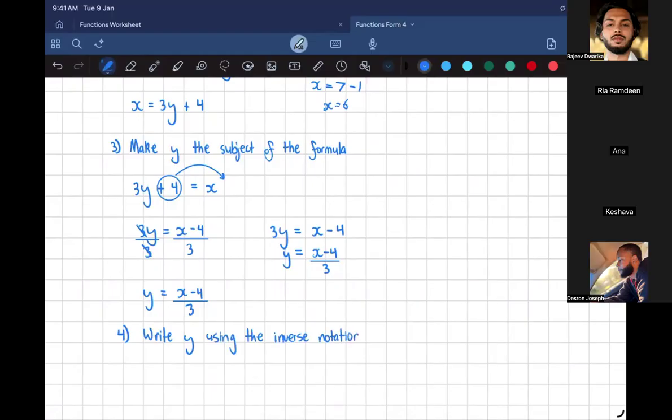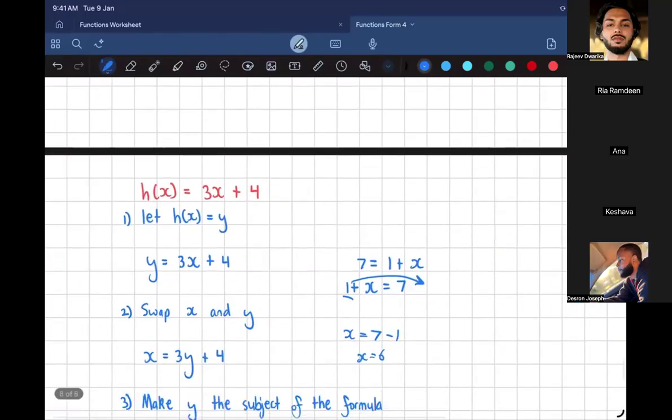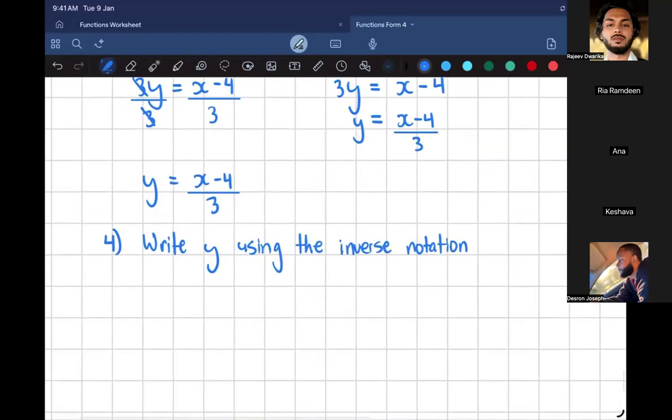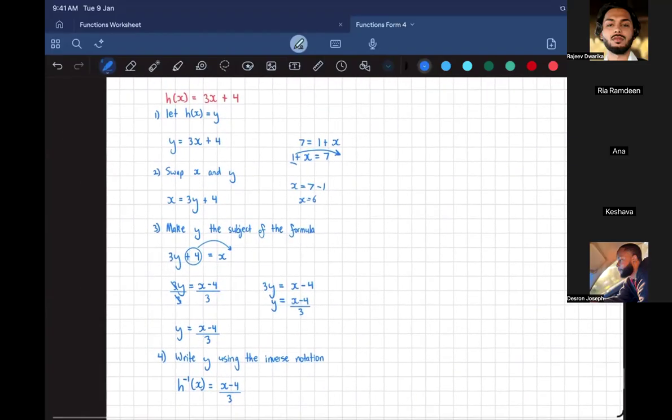All right, so let's run. What was the original function? H of x, right? So you're going to write y as h inverse x, and that will be equal to x minus 4 over 3. That's it. That's literally it.